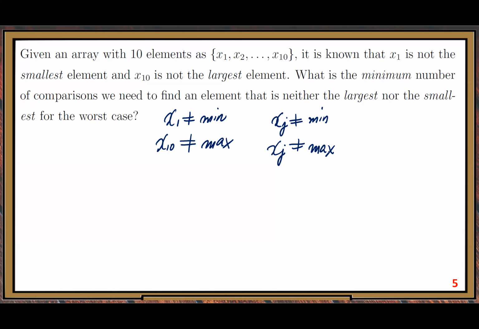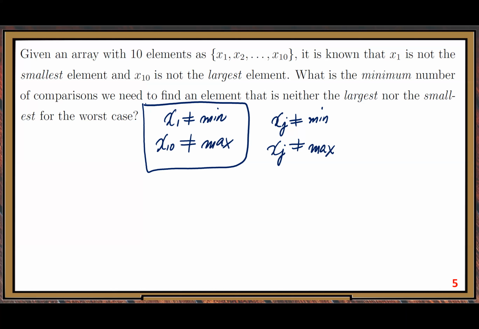First, let's think in this way. Let's not consider the condition given here. First, let's ignore this condition. So given a 10 element array, how to find an element that is not the maximum, not the minimum?